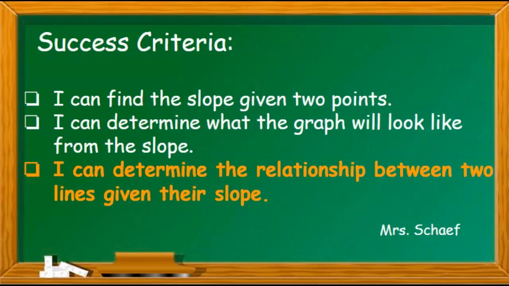Okay, so we're moving on to our next success criteria. We can determine the relationship between two lines given their slope. So let's look at some examples of that.